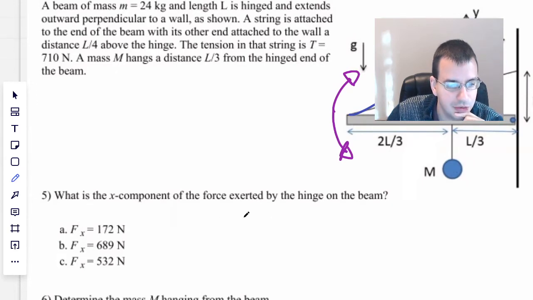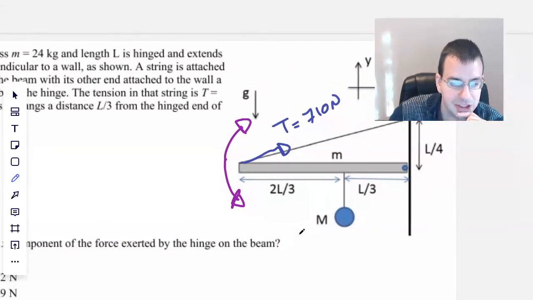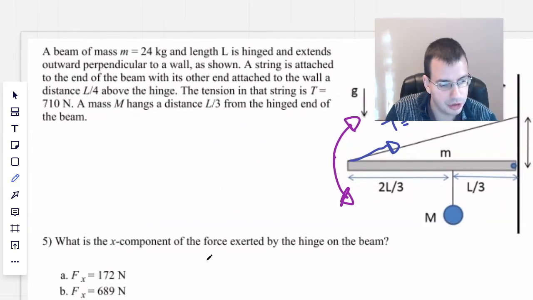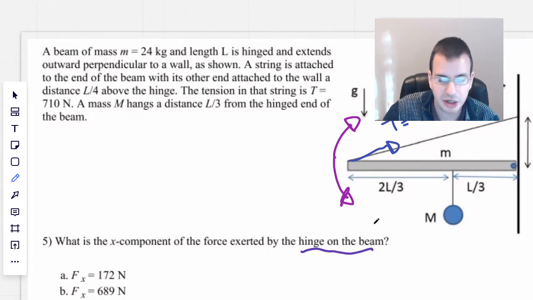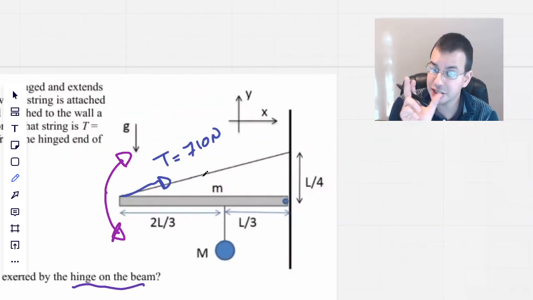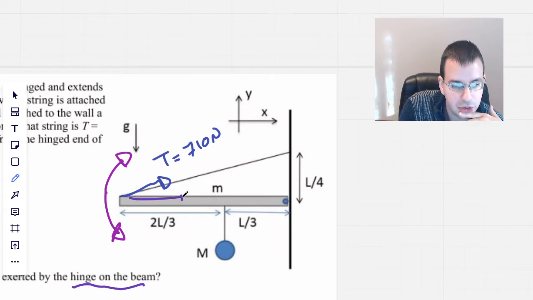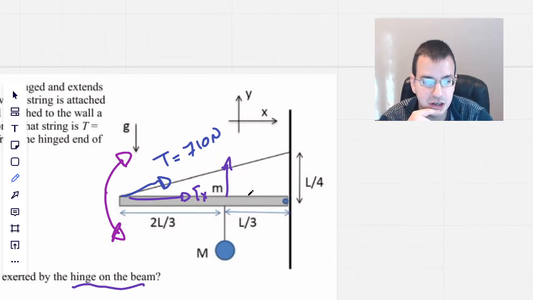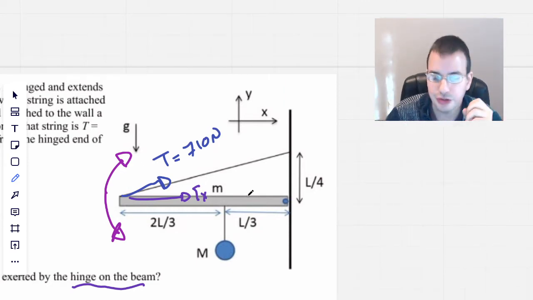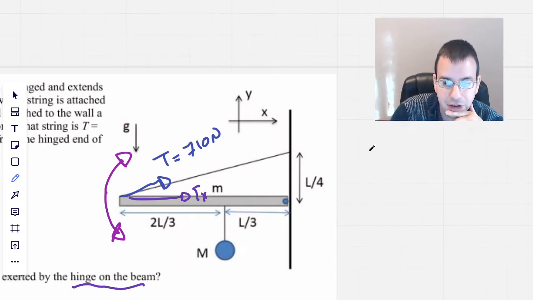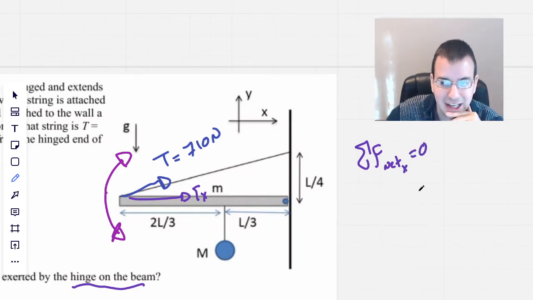What is the x component of the force exerted by the hinge on the beam? This is asking us for the normal force, the x component. We have this tension pulling in this direction, which has an x and a y component, Tx and Ty, as a decomposition of that force. The hinge is going to have to exert a force in the opposite direction, a normal force if you will, to prevent relative motion, so that the sum of all forces in the x direction equals 0, because this whole thing is stationary, it's static.